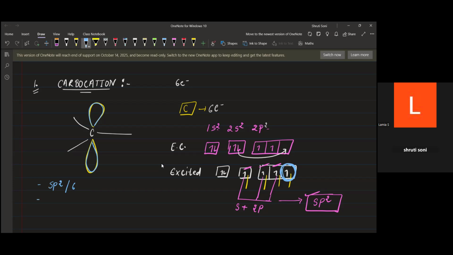What is the geometry of carbocation? Geometry or shape? Planar. Yeah, trigonal planar. Okay. And how can we identify the stability of carbocation? So 3-degree carbocation is more stable than 2-degree and in the end 1-degree. Okay. And what is the reason for carbocation's stability? So on the basis of hyperconjugative structures.